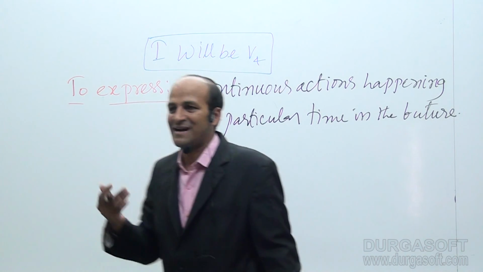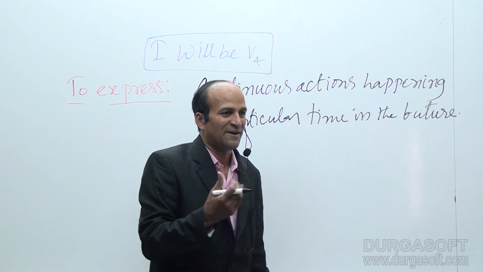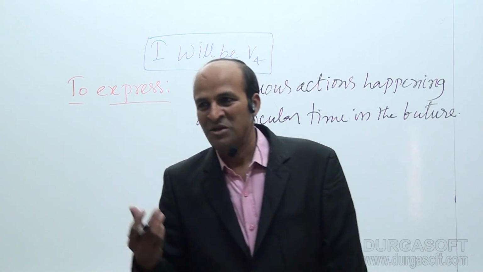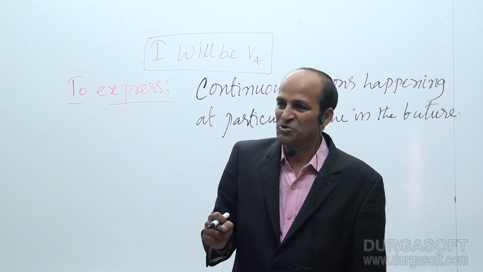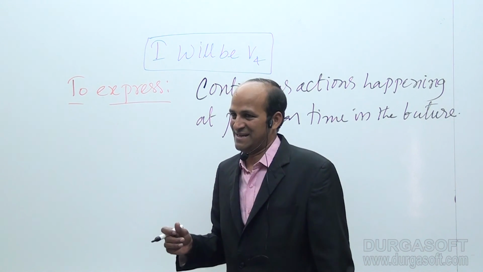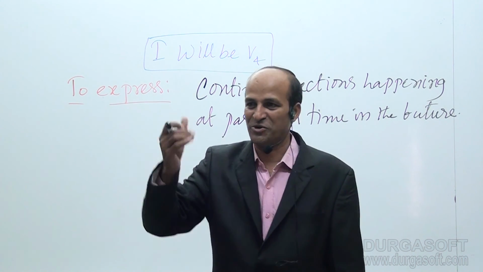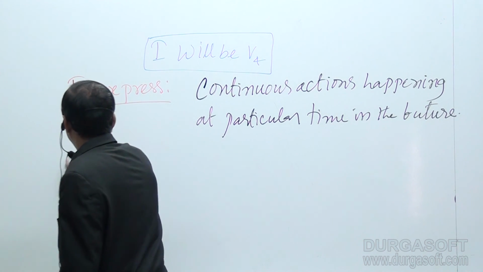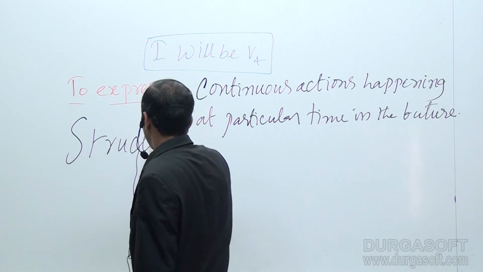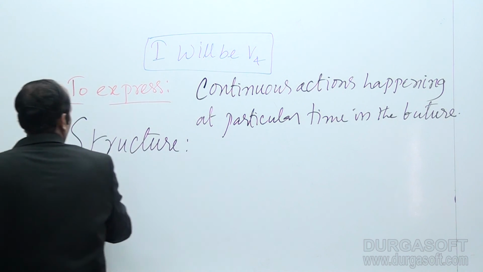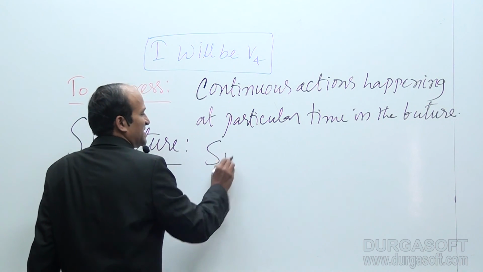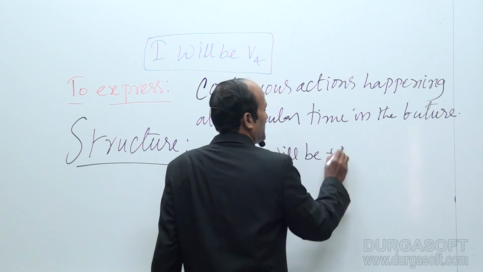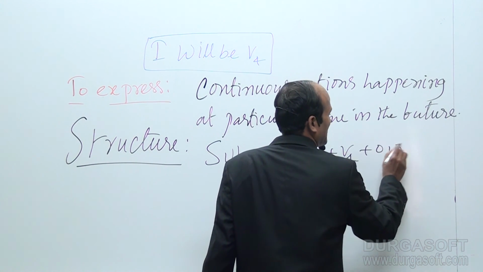Particular time means like in the morning, in the afternoon, in the evening, or at 7 a.m., at 7 p.m., or at 12 noon, or 11 o'clock, like that. Or at this time tomorrow, this kind of time frames we use. So the structure is like this. Subject plus will be plus V4 plus other words plus time frame.